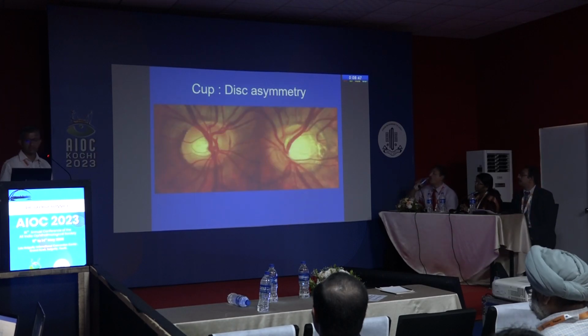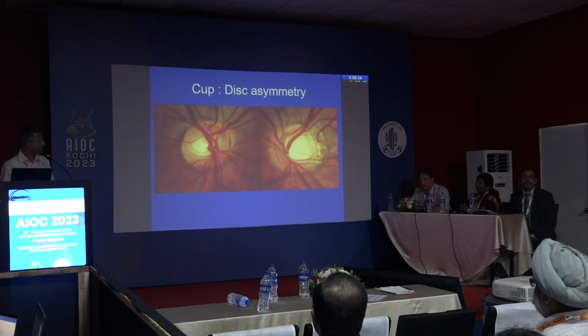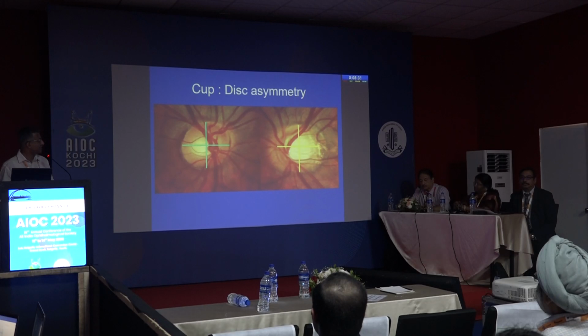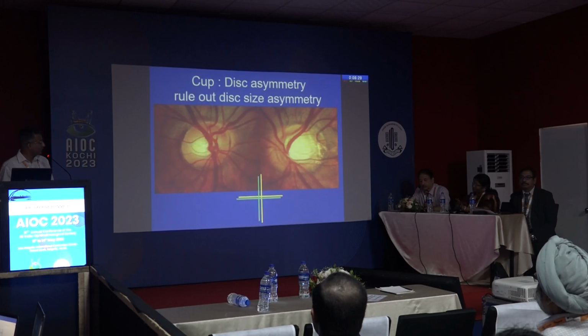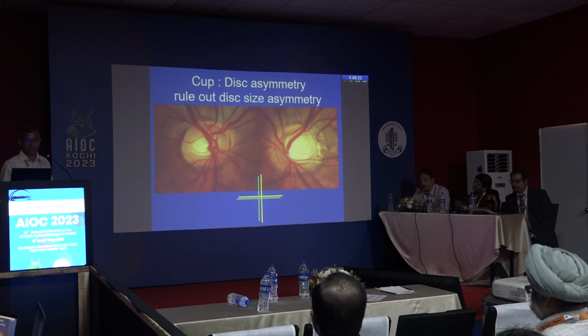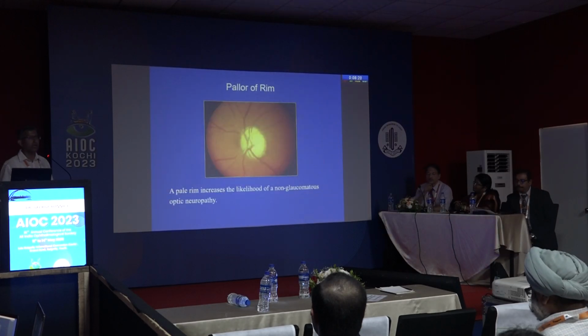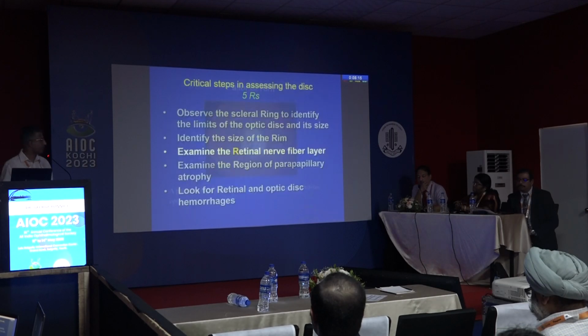Quite easy actually. This is a pair of asymmetric discs. Are any of these glaucomatous? What do you think? It's a colleague's photo actually. He's also a glaucoma specialist. So it's his picture, and that's what the optic discs look like. You put them together, and when you look at the sides, you can see that the yellow is definitely larger than the green, and that's the reason the cup is also looking larger. And actually, there's nothing wrong with it. A pale rim increases the likelihood of a non-glaucomatous optic neuropathy, and there's a separate talk on that, so I will not go into that.